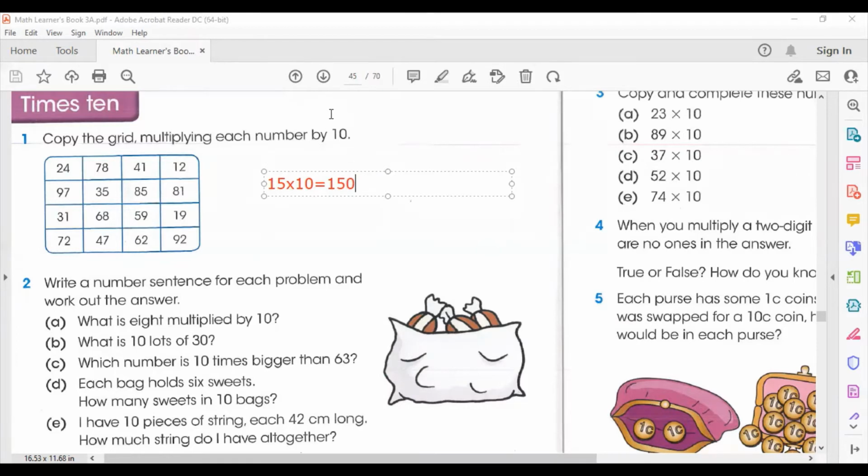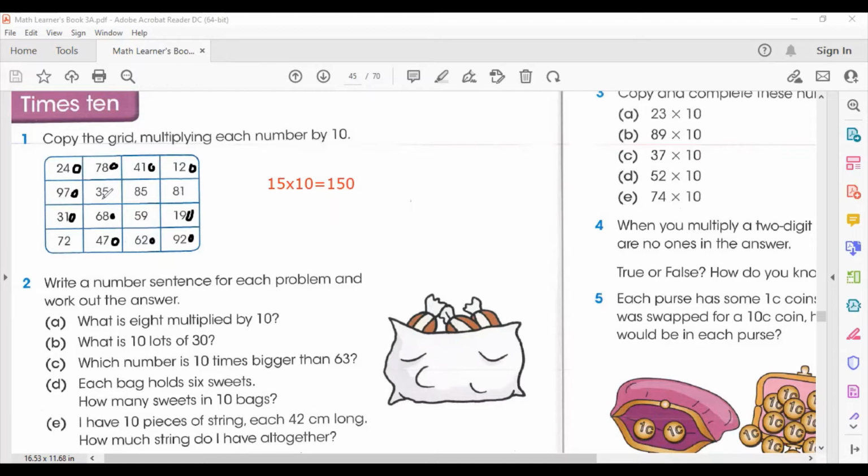Okay, just putting 0. Multiply each number by 10. 24 multiplied by 10, just putting 0, nothing else, nothing extra, you are just putting 0. 78 multiplied by 10, 780, 410, 120, 310, 970, 680, 470, 620, 920, 190, and so on. Okay, so you can see I don't add anything, we are just putting a 0.